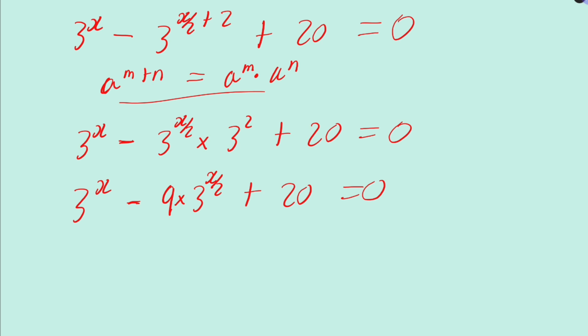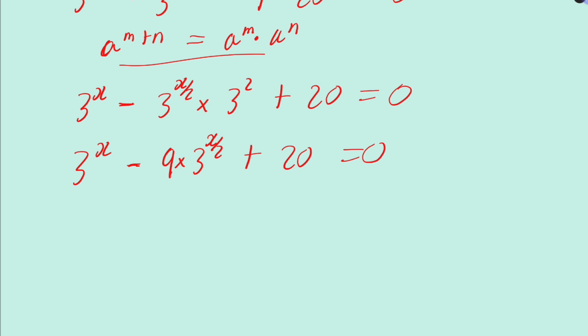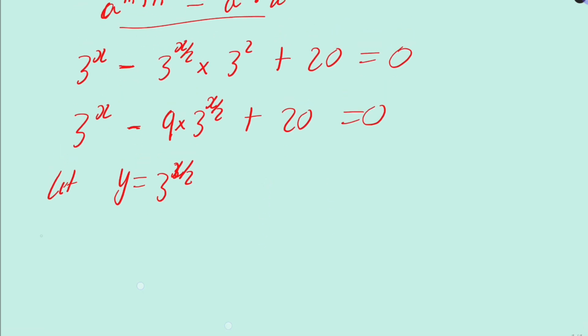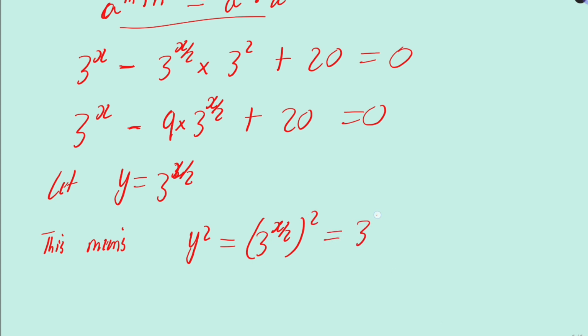But now if you look at it, that's a structured quadratic equation. We can make this clear with a substitution. So let y be equal to 3 to the power x on 2. This means y squared is equal to 3 to the power x on 2 all squared, which is equal to what? 3 to the power x.